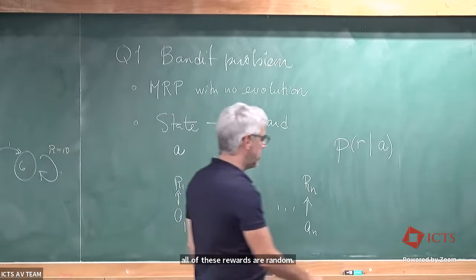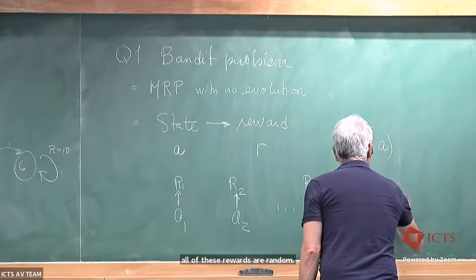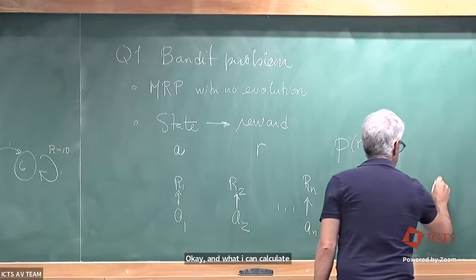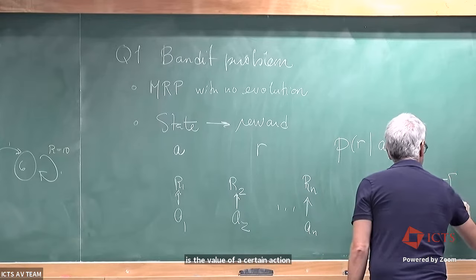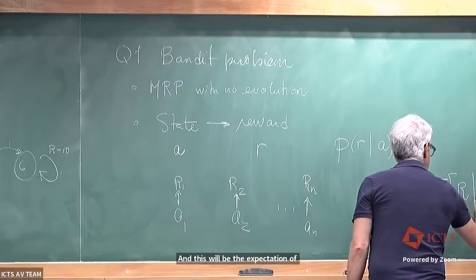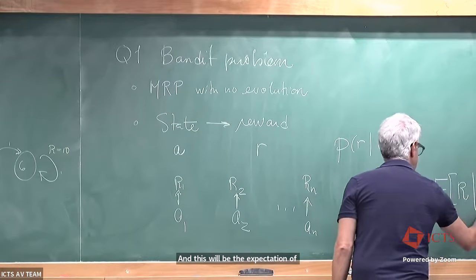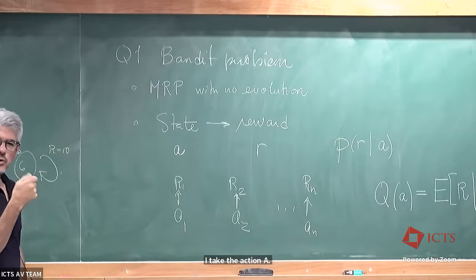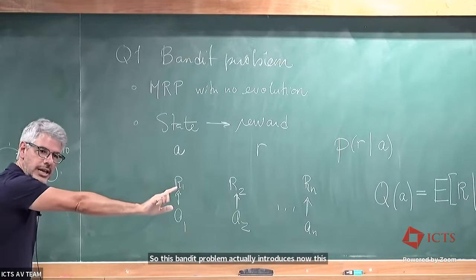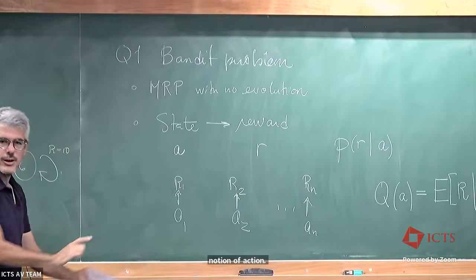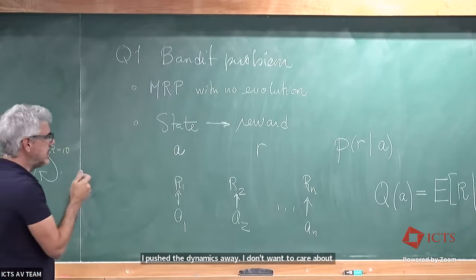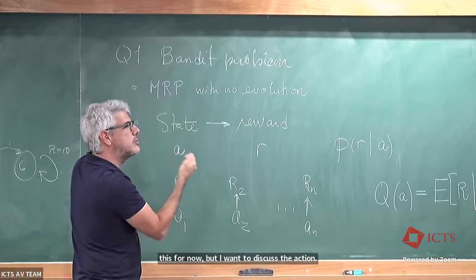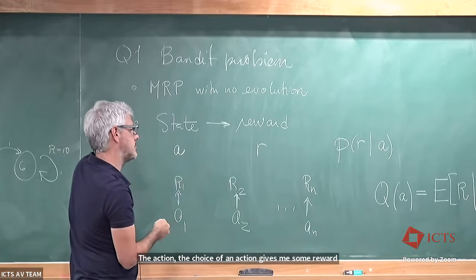Okay, and what I can calculate is the value of a certain action, and this will be the expectation of the reward given that I take the action A. So this bandit problem actually introduces now this notion of action. I push the dynamics away. I don't want to care about this for now, but I want to discuss the action. The choice of an action gives me some reward. So I want to discuss this.